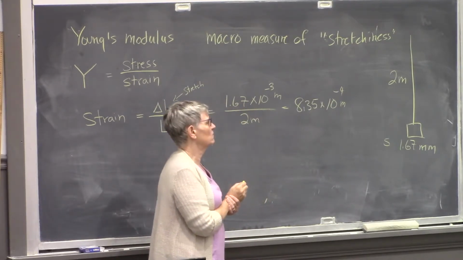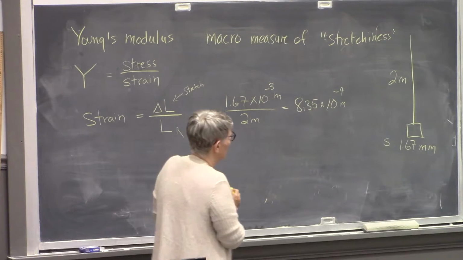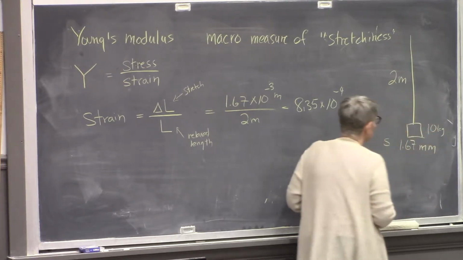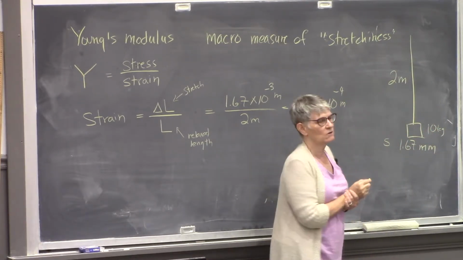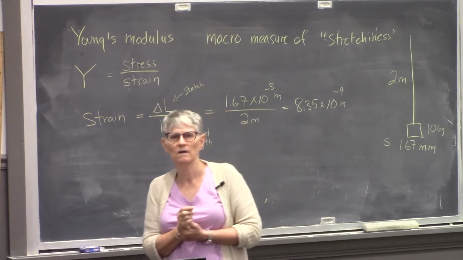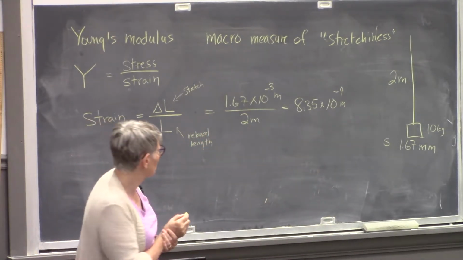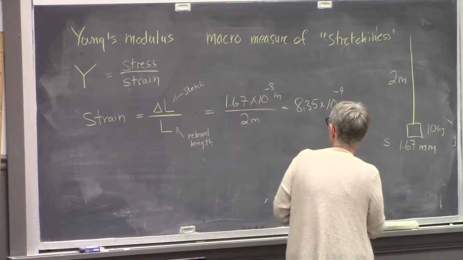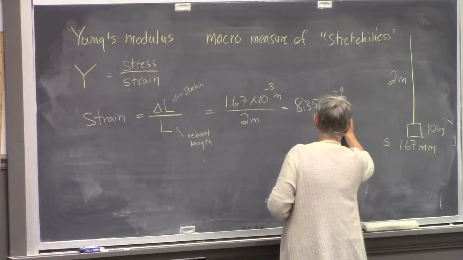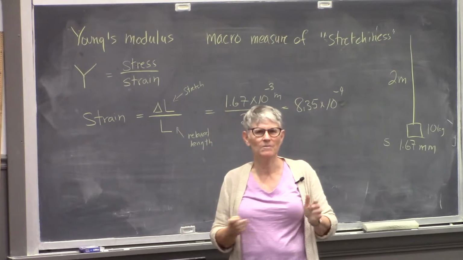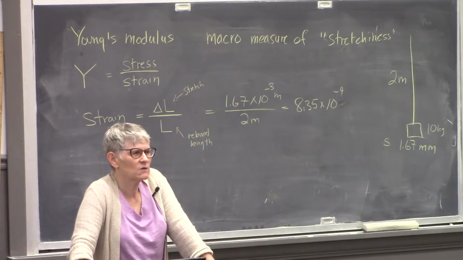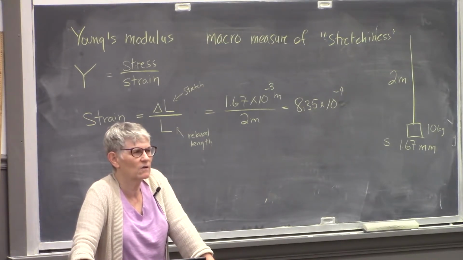Now, what would this strain have been if we'd used a 10 kilogram mass, but the wire was only 1 meter long? What? Meters, it's not meters. The strain wasn't, it was meters over meters, you did. Oh, unitless. Thank you. So what happens if we hung the 10 kilogram weight on a wire that was only 1 meter long? How much would it have stretched?